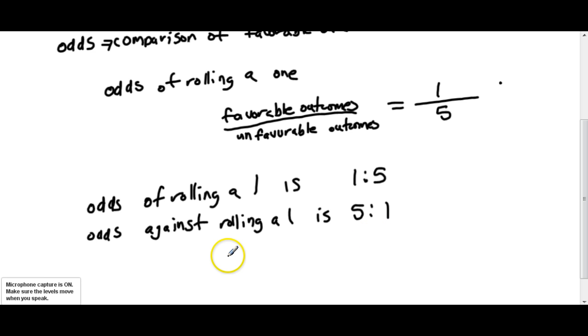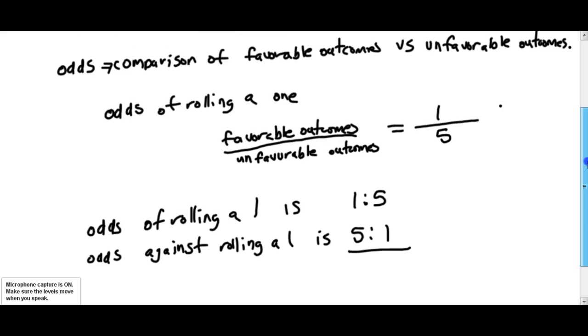Okay? So basically, in a nutshell, odds is a very simple concept. It's just basically a ratio, and this is a ratio that compares a desired event to the number of undesired events, or vice versa. So in this case, the desired event is to roll a 1, so we have a 1 in 5 chance, or 1 to 5 odds of rolling a 1, and the odds against rolling a 1 is 5 to 1. Okay, so it can be favorable versus unfavorable, or unfavorable versus favorable. It can be either one.